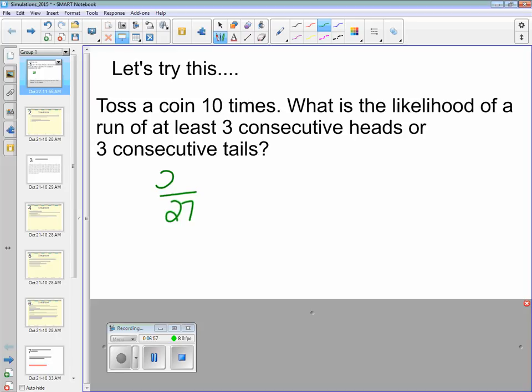Is it okay if you have like 4? Yeah, it says at least. Of at least, right? So it could be 3 or 4, right? Okay. And that's not that many trials, right?